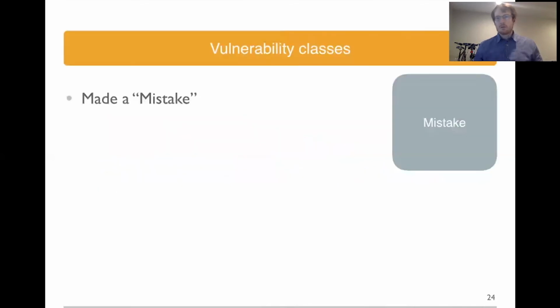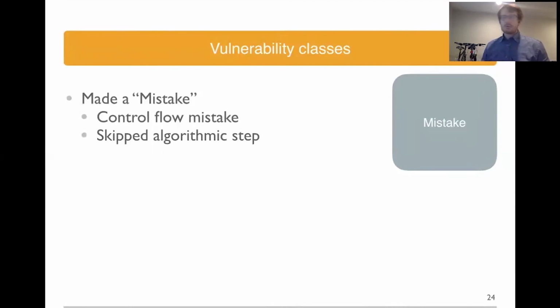Okay, so the final class is these mistakes, and this is basically just the team does something like make a control flow error, putting a not in the wrong place so the control goes the wrong direction, or skipping a specific step in the algorithm where they do everything right except for one step. And it just looks like they forgot something small, not an overall conceptual problem.